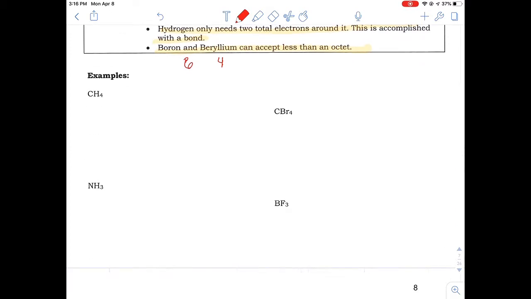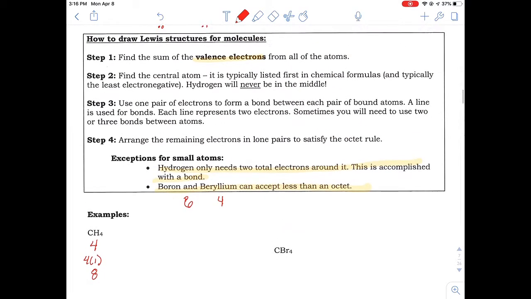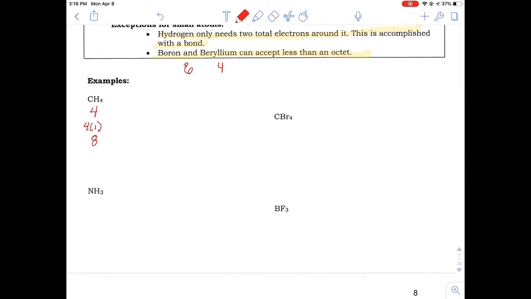All right, so the first thing we're going to do is count electrons. Carbon is in the 4th family, so it has 4 outer shell electrons. Hydrogen has 1, and there are 4 of them. So we have a total of 8 electrons. Step 2, the central atom is going to be carbon. We have 8 electrons, and there are 4 hydrogens. Each line is representing 2 electrons.